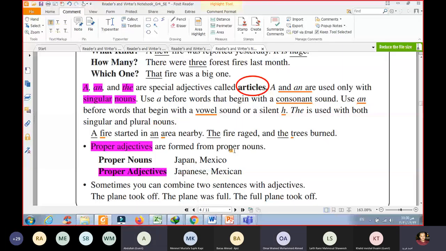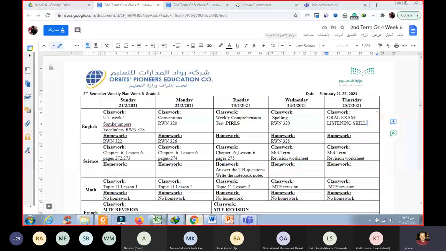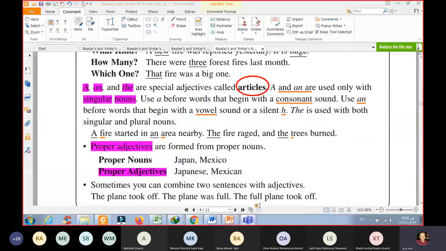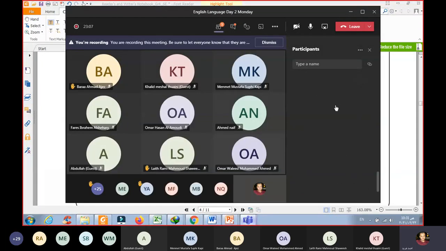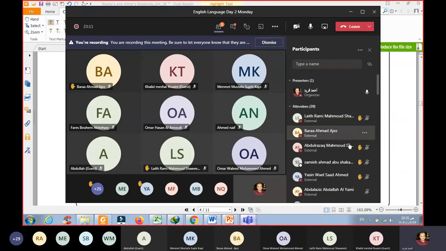What is the proper adjective from Great Britain? Do you know Britain? Wait, who's making this noise? Please mute yourself. And if you have the answer, just say it. The Great Britain, we can say the proper adjective is British. Okay?